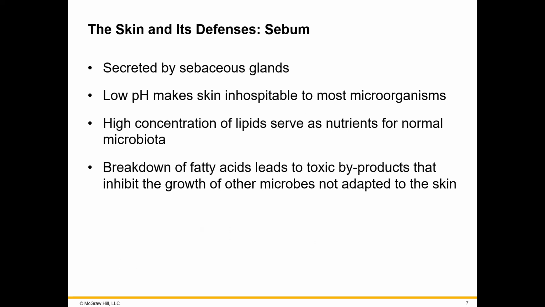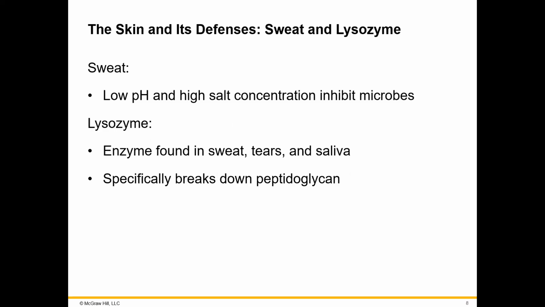The oil on the skin is low pH and it's inhospitable to many organisms. There are organisms, of course, like Staph epidermidis that are able to live in the presence of these oils and the lipids, like the fatty acids, that inhibit microbial growth. Sweat is also low pH and it has high salt. And we talked about how gram positives have the thick cell wall that helps them survive the salt situation. Lysozyme we've also mentioned previously in our innate immunity; it's one of our first line defenses.